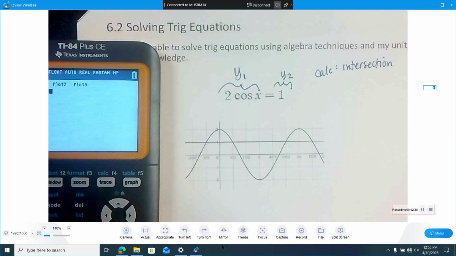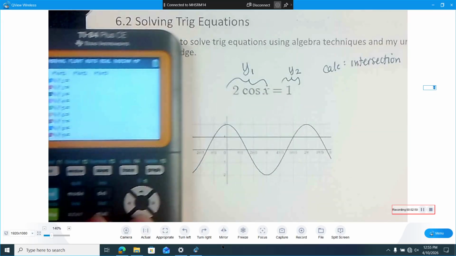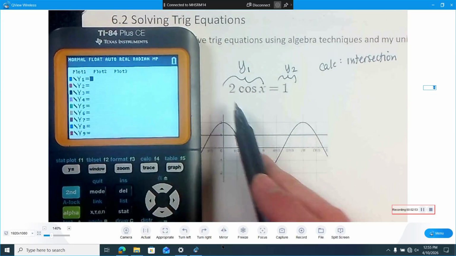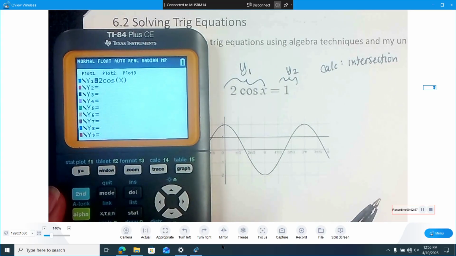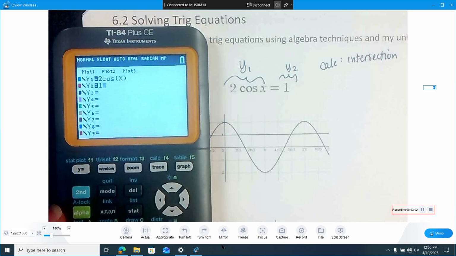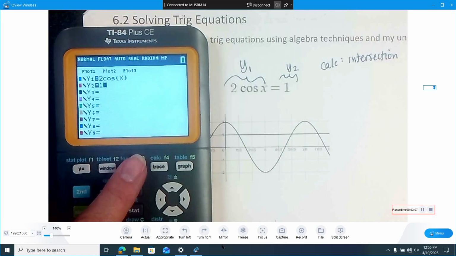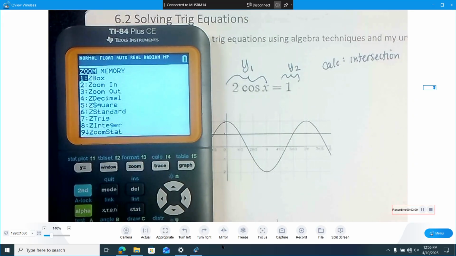And it is a fantastic method for checking your answers. Now, of course, in Delta Math, they won't want decimal answers, but you can certainly check your answers and see if they're right. So we're going to get exact answers. But you can see here in the left side, I'm going to go ahead and type in 2 cosine x in y1, and then just 1 in y2. And you can just do a zoom trig. So click on zoom and do a zoom trig, and that's usually a pretty good window for trig functions.